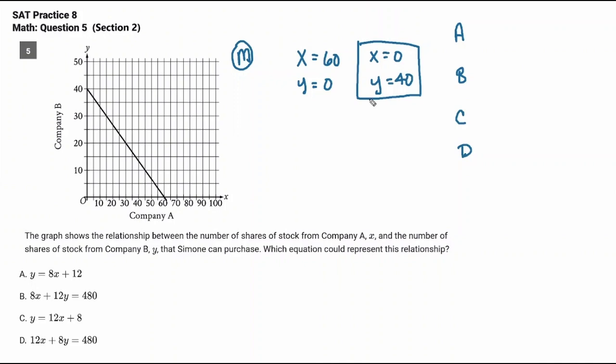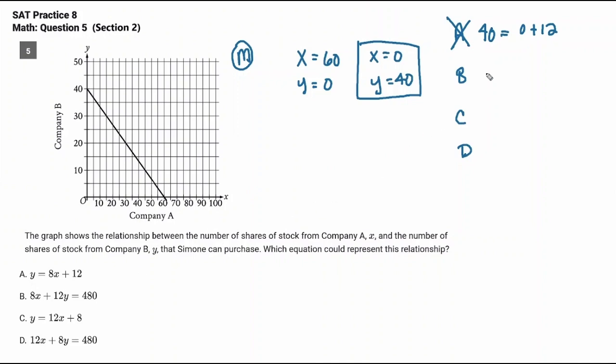When I go to the answer choices, every time I see an X, I'm going to put a 0. And every time I see a Y, I'm going to put a 40. Answer choice A, Y, so 40 equals 8 times X, 8 times 0, 0 plus 12. Is that true? It's not. So A is gone.